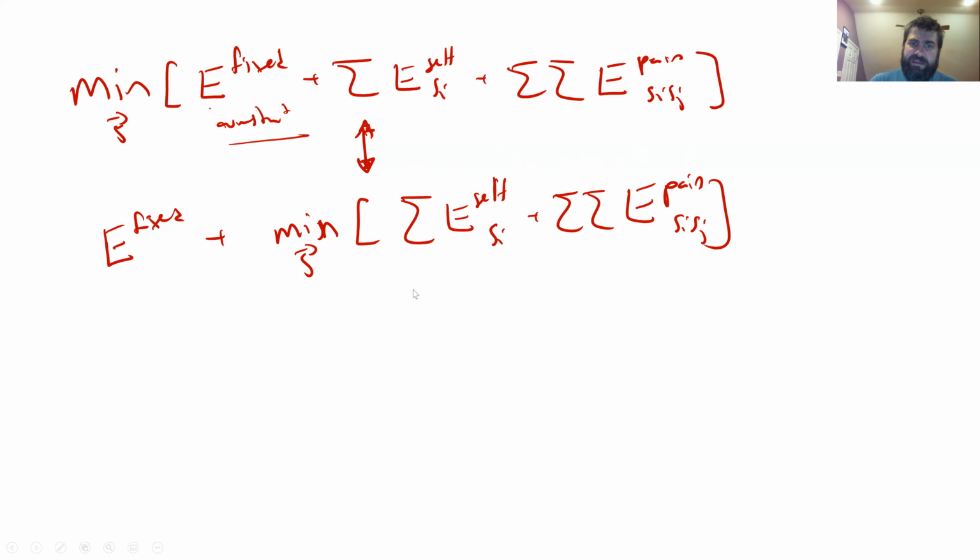And because of this, it often makes sense to focus down on this piece of the puzzle, this sum over all possible self energies and double sum over all possible pair energies.